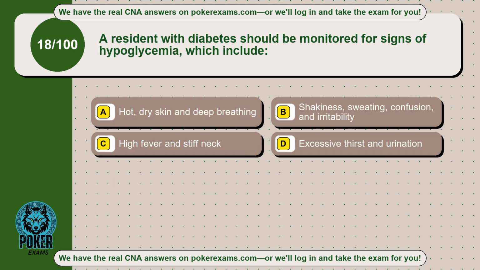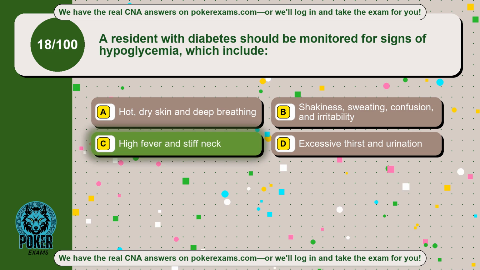Question 18. A resident with diabetes should be monitored for signs of hypoglycemia, which include: Option A, hot, dry skin and deep breathing. Option B, shakiness, sweating, confusion, and irritability. Option C, high fever and stiff neck. Option D, excessive thirst and urination.